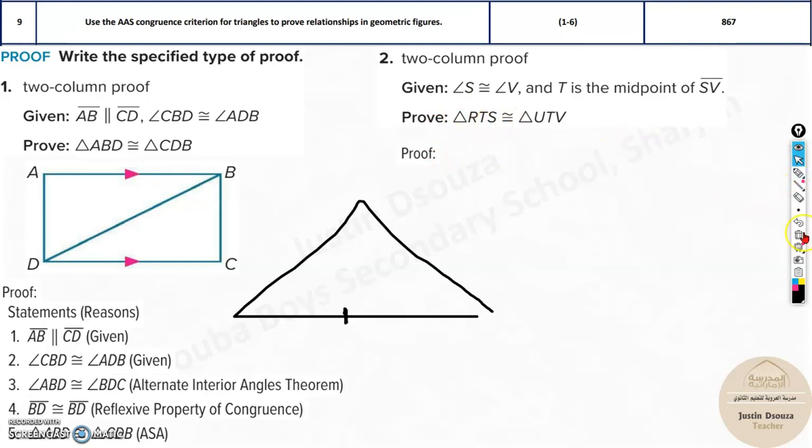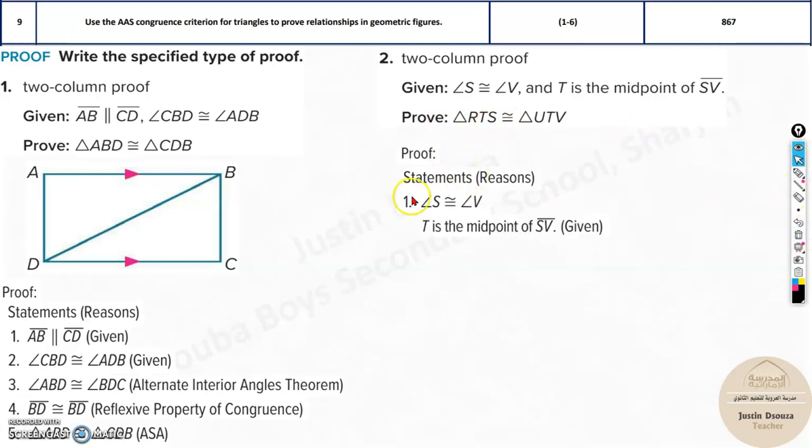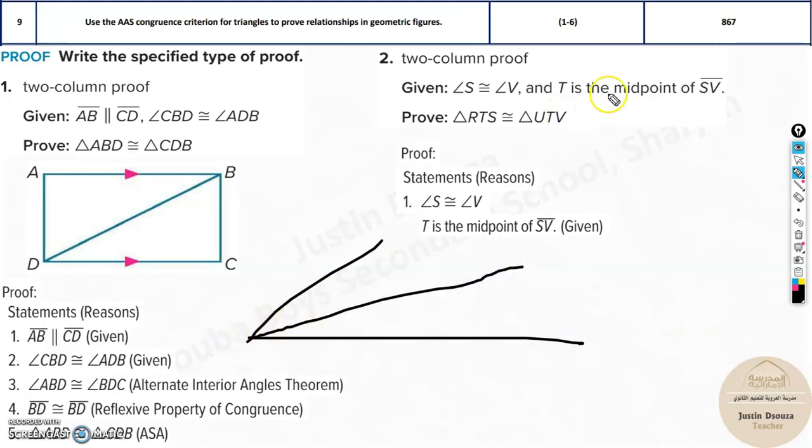We have to prove these. So I will just tell you over here what's there. S and V are congruent over here. Why? Because this is the midpoint. Okay, let me tell a few things about midpoints. If you have an angle like this, and I tell you this angle is bisected, then these both angles will be equal. Please remember that. It will always be equal.